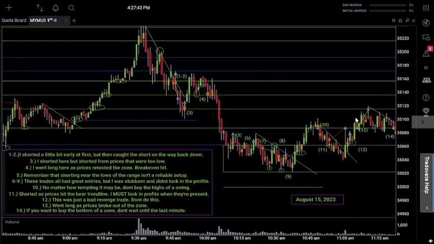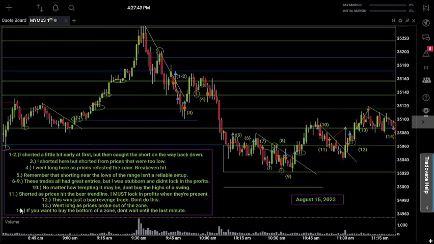Now, once we broke out of the zone and created a higher low above it, I just simply went long and took prices back up to the next zone above. So, one of my best trades of the day: kept it simple, read the market, took profits where I was supposed to. And then that brought us pretty much to our last trade of the day at 14.